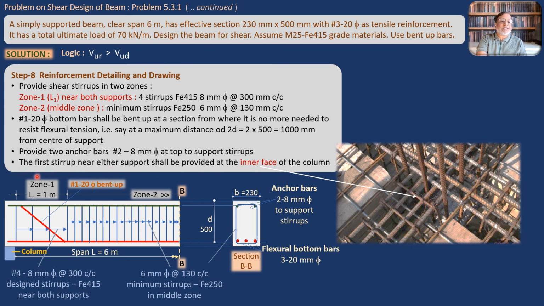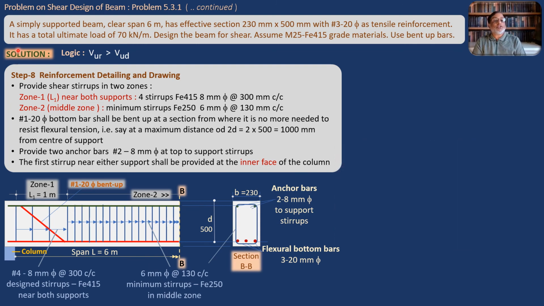So this instruction is given. The first stirrup near either support or each support shall be provided at the inner face of the column. So that instruction is important, and the students have to take absolute care while preparing the drawing that they should not insert this stirrup inside the column. So this was all about the solution of the problem, and it ended with the reinforcement detailing.